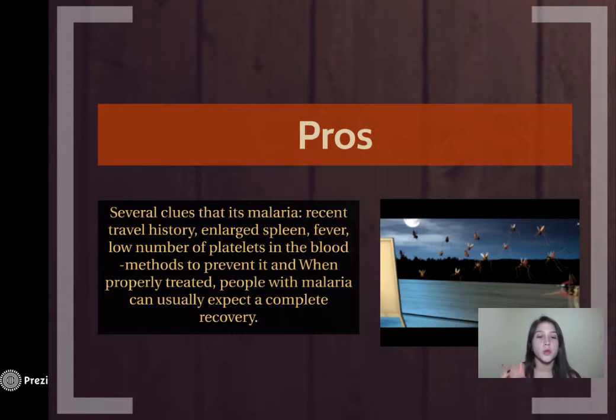You can have severe clues that indicate that you have malaria. Those are recent traveling history, enlarged spleen, fever, low number of platelets in the blood, and also there are different ways to prevent it. There are also a lot of campaigns that tell you to prevent malaria, such as using repellents and the water and stuff like that. If properly treated, people with malaria can usually expect a complete recovery, so that's good.